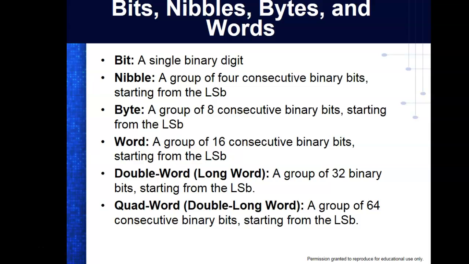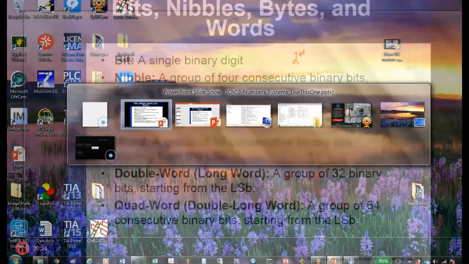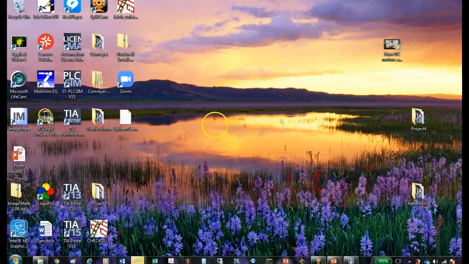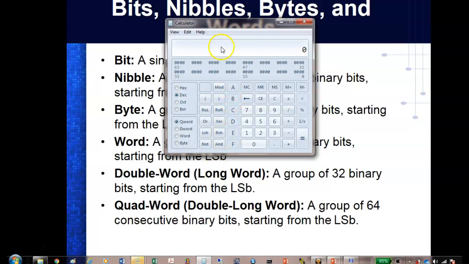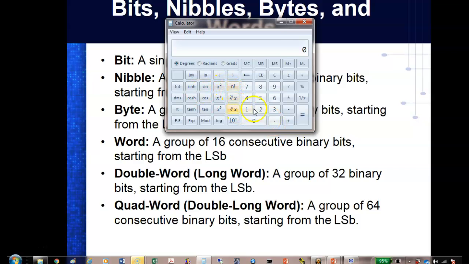But that's a big number, right? So 64 bits would be 2 to the 64th. That's how many combinations we could represent. I'm looking for this guy, so I can bring my calculator up. I'm going to switch it back to scientific. Now I'm looking for my y to the x right here. So 2 raised to the 64th. That's the number we could represent. I don't know of any industry out there that's using PLCs but needs numbers bigger than that, right?